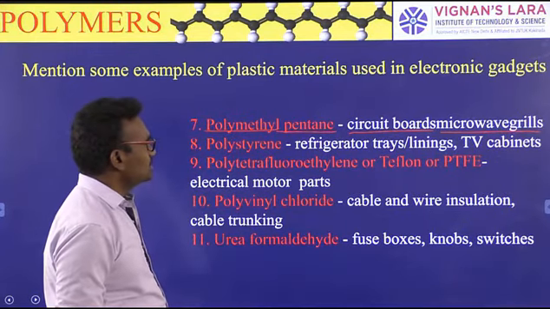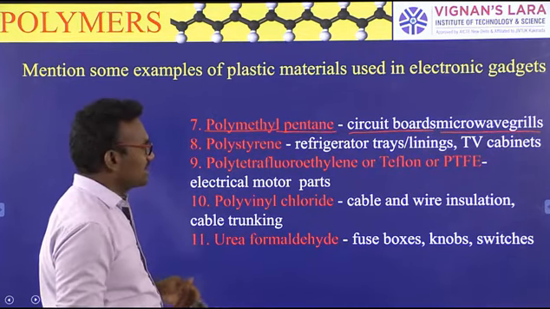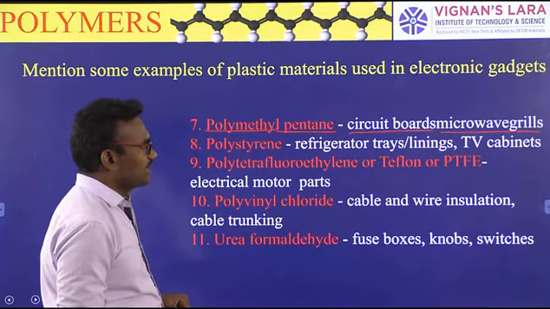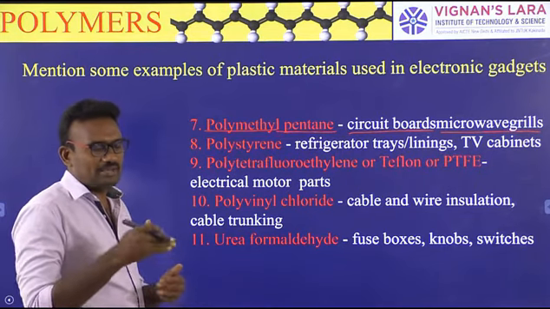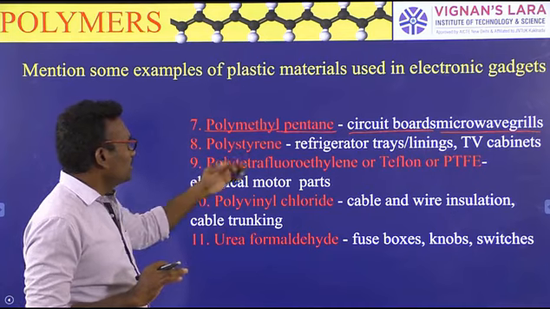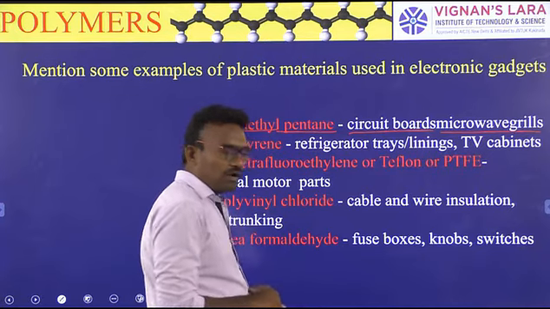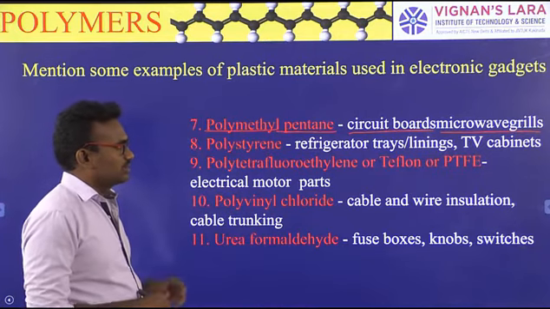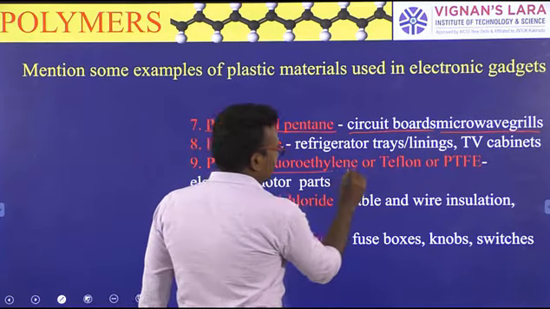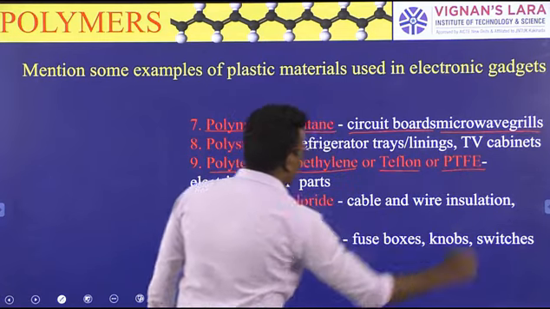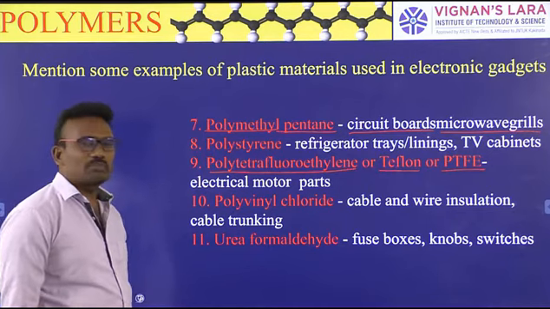Polystyrene is used to prepare refrigerator trays, linings, and TV cabinets, the back side of the television. Plastic designs are made by polystyrene. Polytetrafluoroethylene, also called Teflon or PTFE. It has different names. It is used to design electrical motor parts.